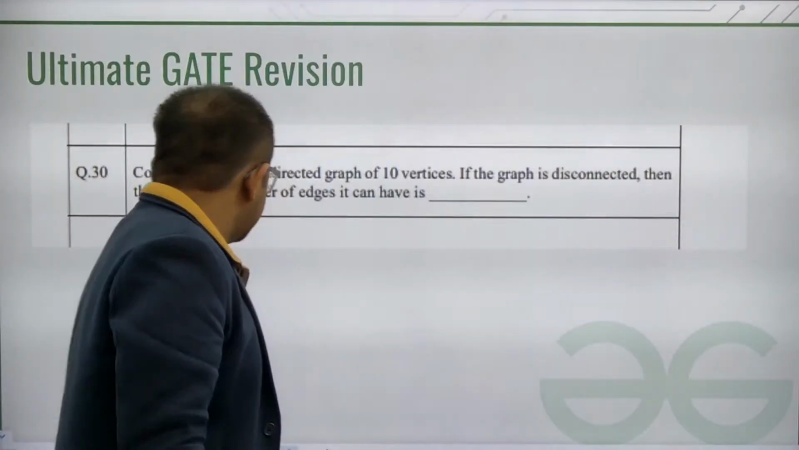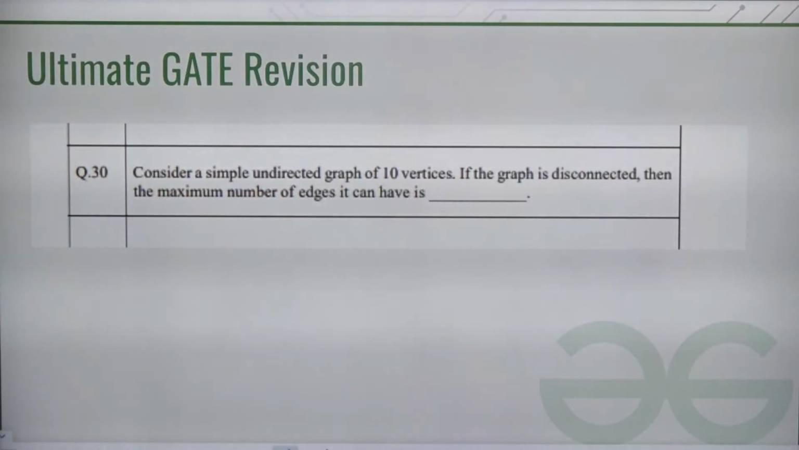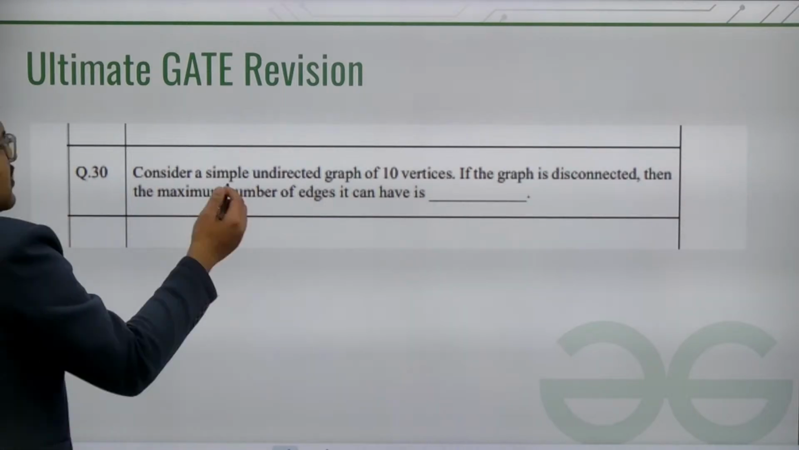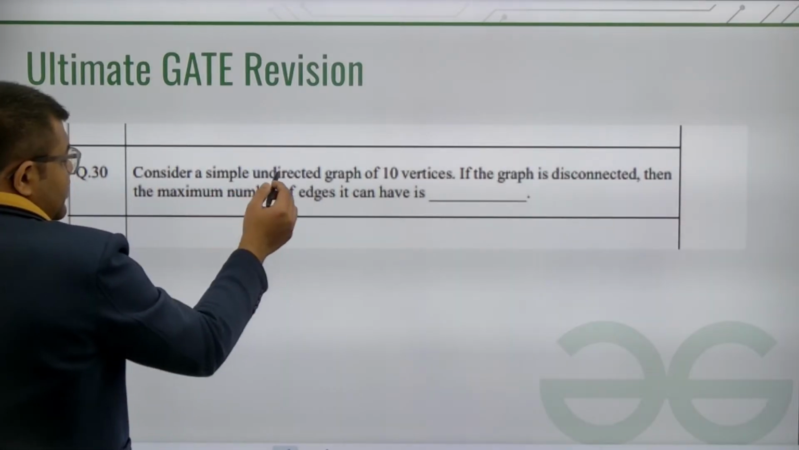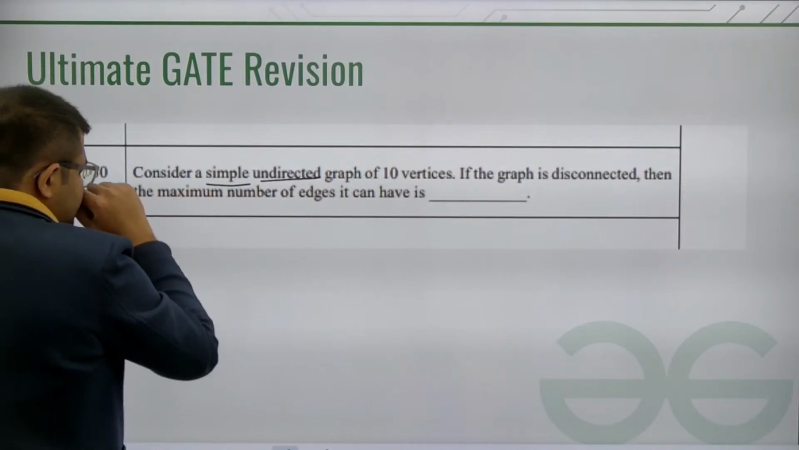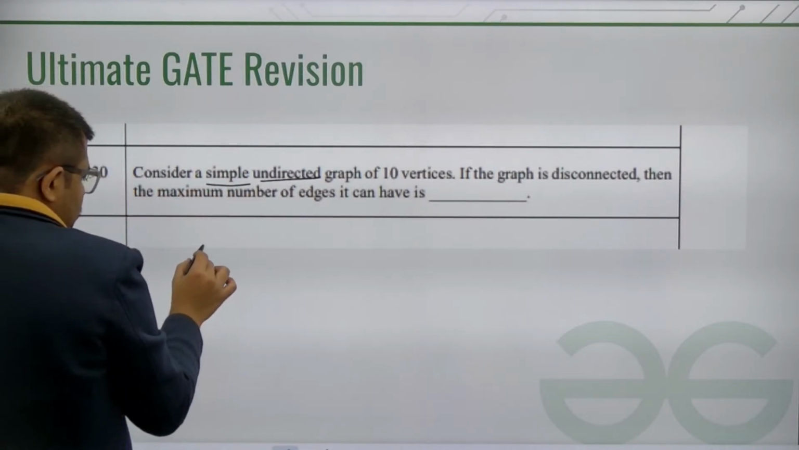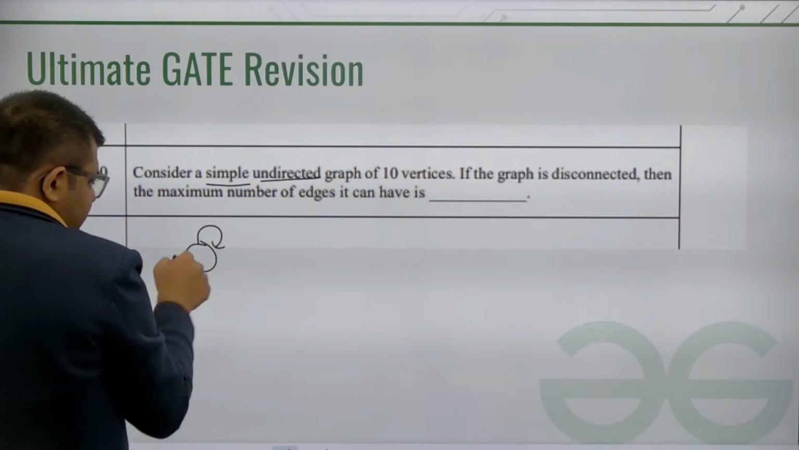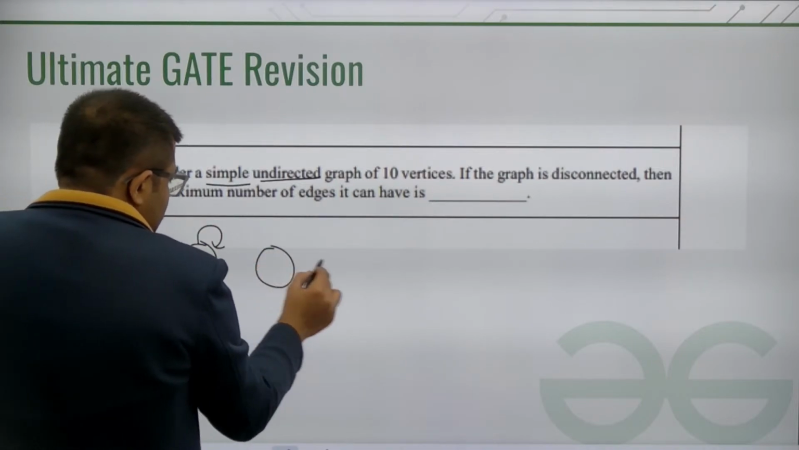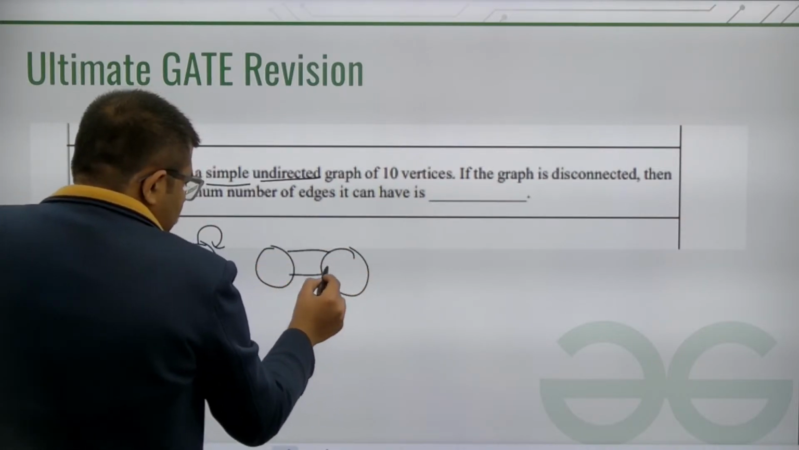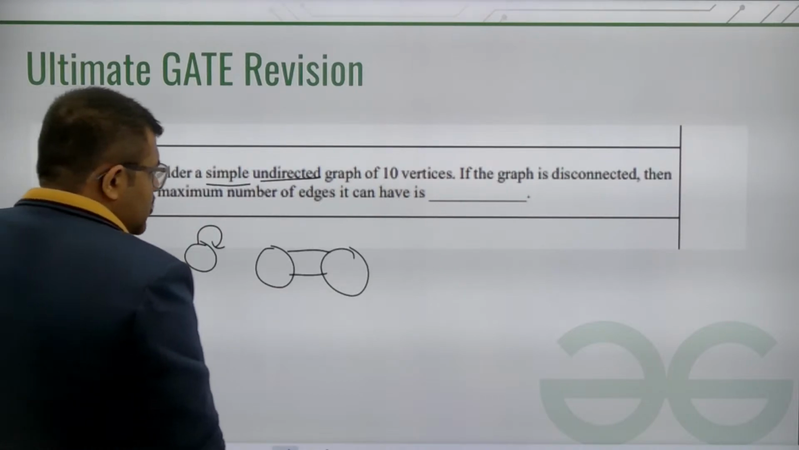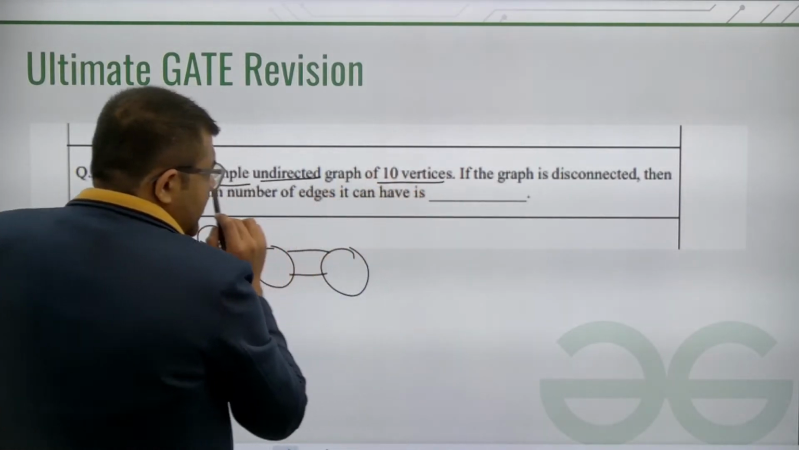Okay, simple question. Consider a simple undirected graph of 10 vertices. If the graph is disconnected, then the maximum number of edges it can have is... So it is a simple undirected graph, meaning the edges do not have a direction and it is simple. Simple graph means it will not have self loops, like an edge towards itself, and it will not have parallel edges, like multiple edges between two nodes. Okay, it has a total of 10 vertices.